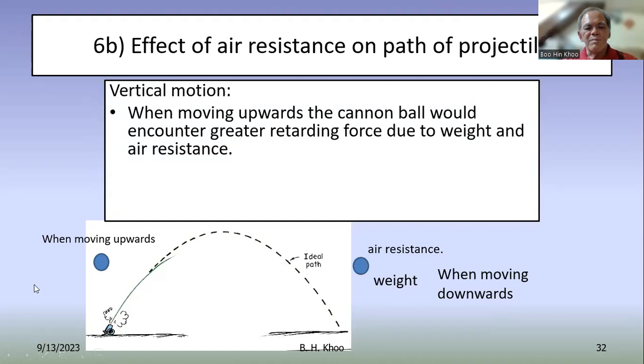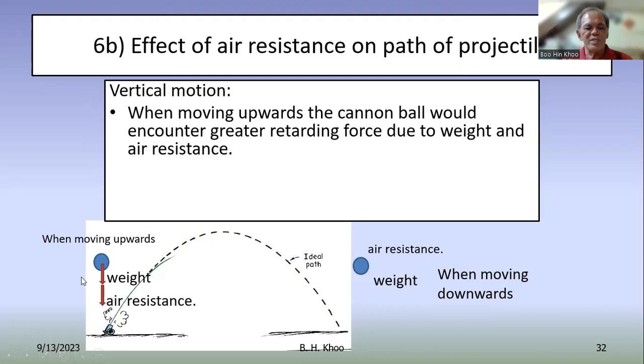Vertical motion, when moving upwards, right? We look at the effect of air resistance. When moving upwards, the cannonball would encounter a greater retarding force due to weight and air resistance. So the weight is pulling it down, and air resistance, because it's moving upwards, is opposing it. It's also opposing it horizontally. Right? It's moving horizontally, air resistance is that way there. So the retardation, the deceleration, is very great.